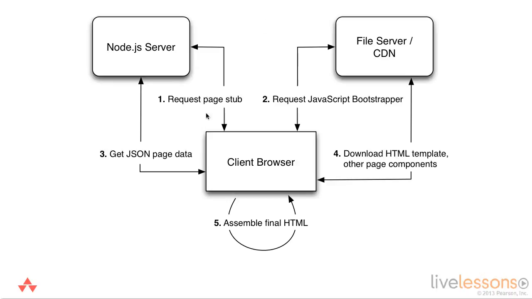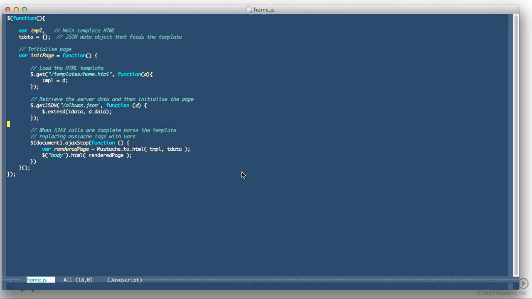So we saw here that we first download the page stub from the client, and then the page stub tells the client to get this JavaScript bootstrapper, which then downloads the HTML template, maybe gets some page data for it, and then massages all of these things, runs the template through Mustache, generates the final HTML, and sends that to the browser. Let's go ahead and take a look at the first bootstrapper we're going to write, and that's for the home page because right now we only support pages/home. So we've called that pages.js, or home.js, I'm sorry.